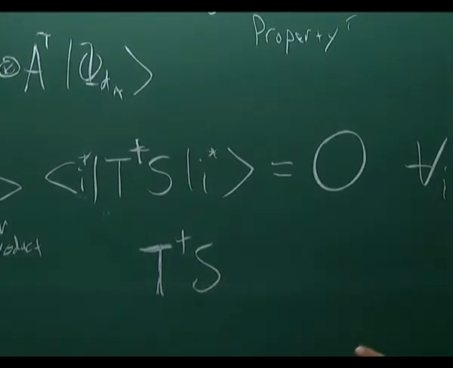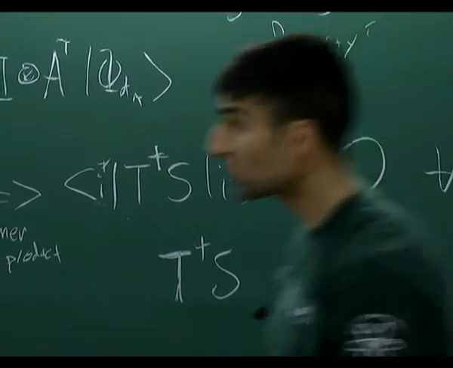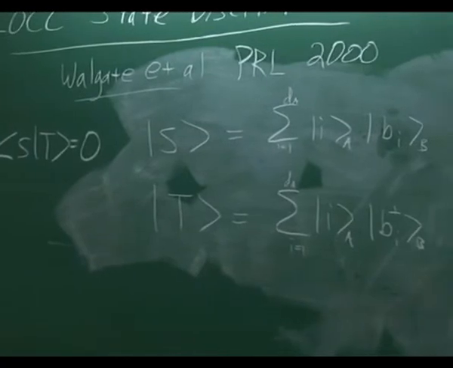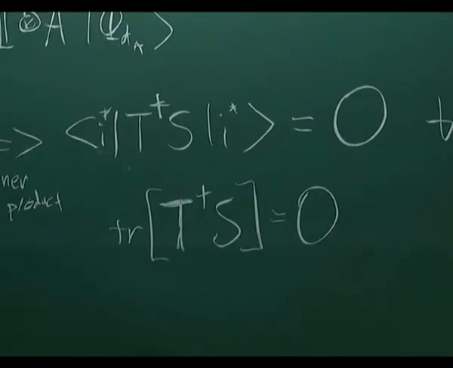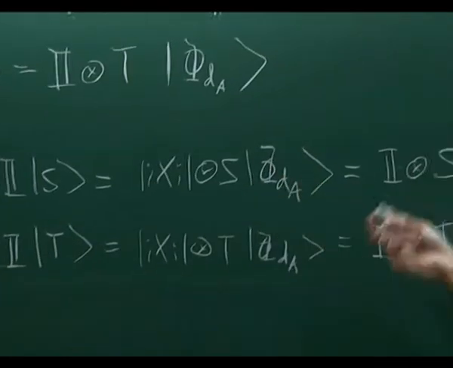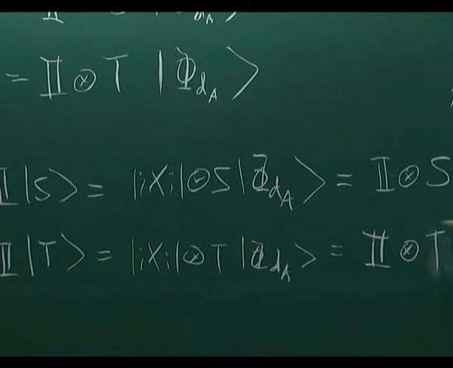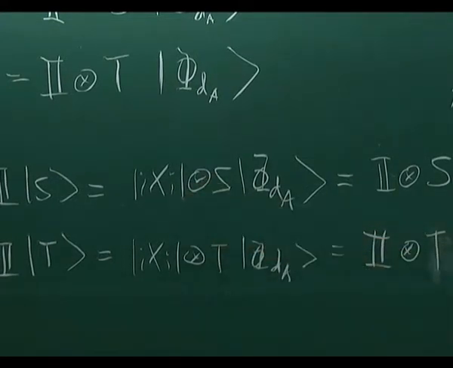Okay, but what else do we know? From the orthogonality constraint, S and T are orthogonal, we know that the trace of T dagger S is actually 0. The way you can see that is if you remove the i here, replace it by the identity, and then take the inner product, you get the trace. So essentially what this i does is it's just picking out one particular element, the i star, but if you remove it, you get the trace.